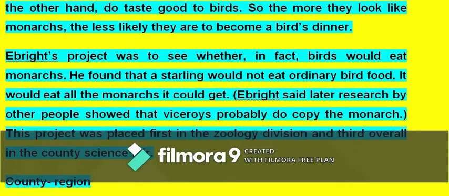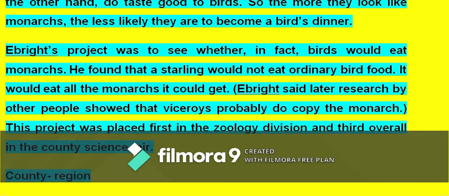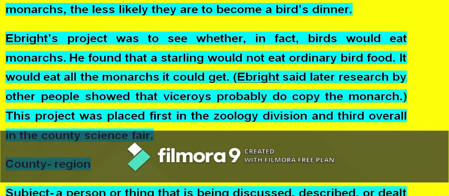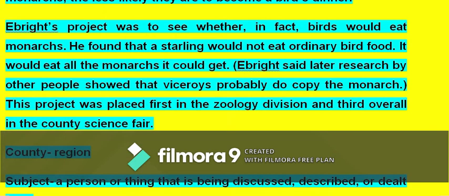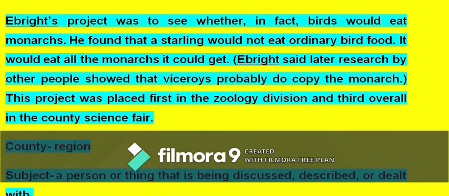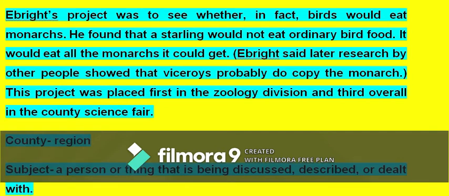Ebright's project was to see whether in fact birds would eat monarchs. He found a startling result: the bird would not eat ordinary bird food. It would eat all the monarchs it could get. Ebright said later research by other people showed that viceroys probably do copy the monarch. This project was placed first in the zoology division and third overall in the country science fair. Make a note of this discovery and this success as well.